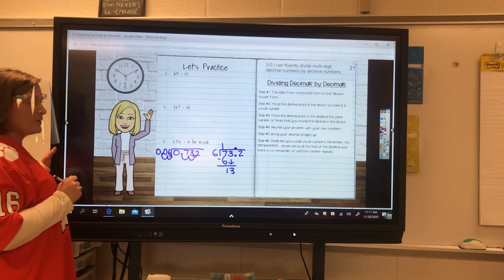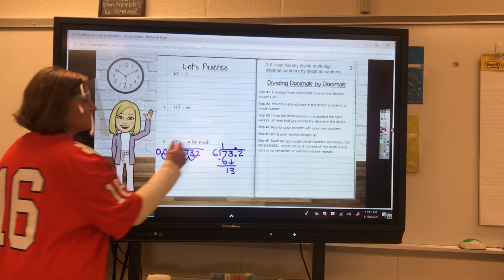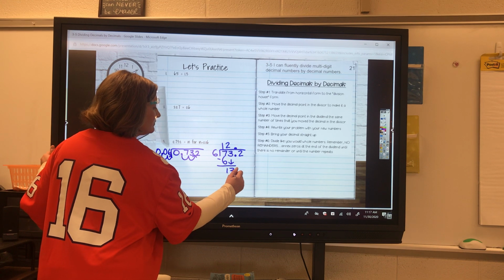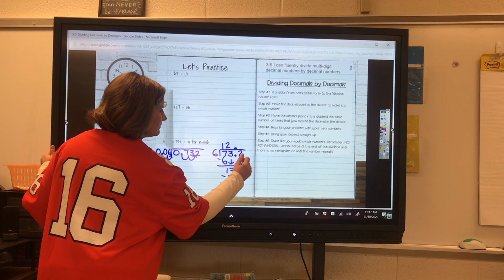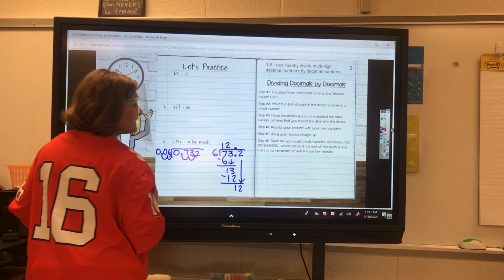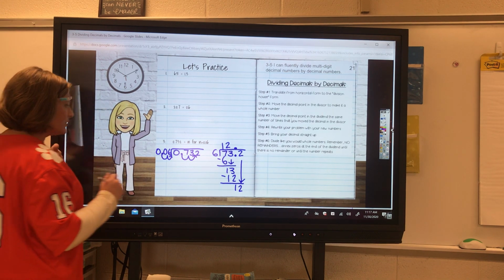How many times will 6 go into 13? 2. 2 times 6 is 12. How many times will 6 go into 12? 2.